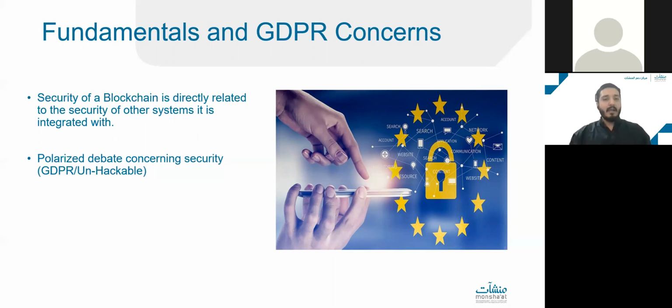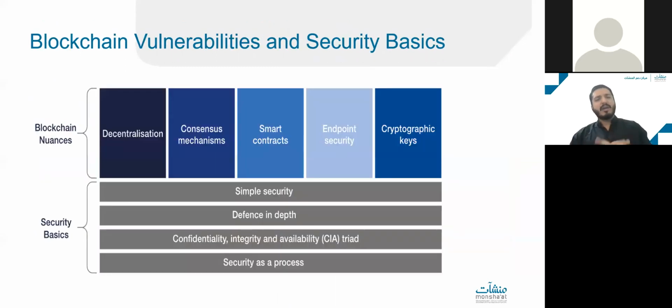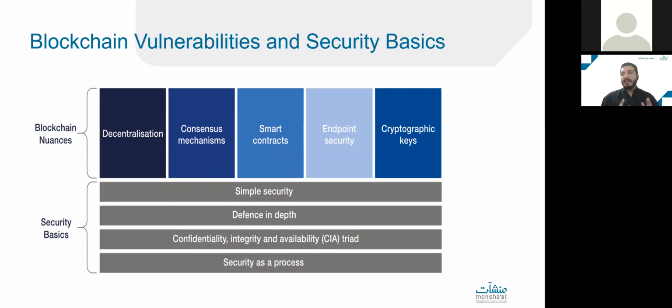Okay, moving forward, let's talk about blockchain vulnerabilities and security basics. I'll be briefly covering the security basics and the blockchain vulnerabilities that we are having. We say that security is a process. What this means is that security is not a silver bullet. Let's say I tell you that if you follow these 1, 2, 3 steps, your solution will be 100% security proof. It's not like this, it's a continuous process.